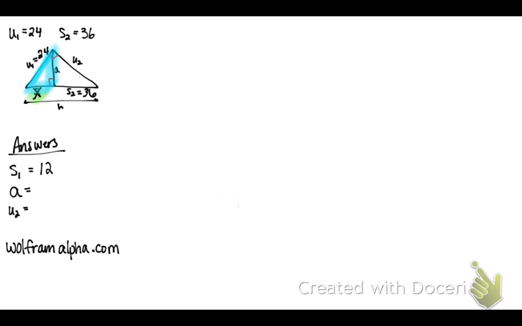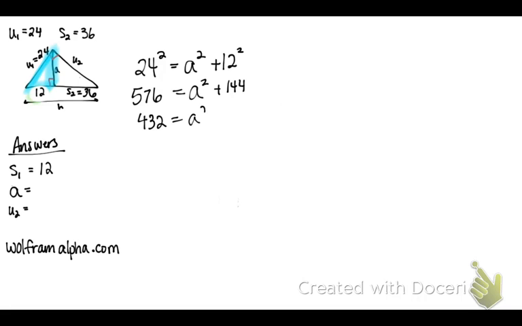Okay, now that we know that our S1 is 12, I'm going to go into my picture here and label that. If you look at my blue triangle again, we have the hypotenuse, and then we need to find a, so we're going to use the Pythagorean Theorem. 24 squared equals a squared plus 12 squared in order to find a. And then if I take the square root of 432, I get 12 square root 3.